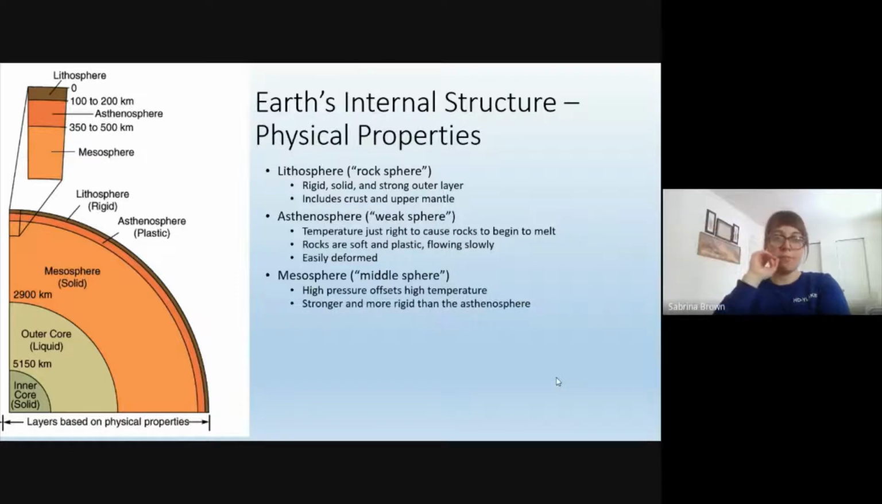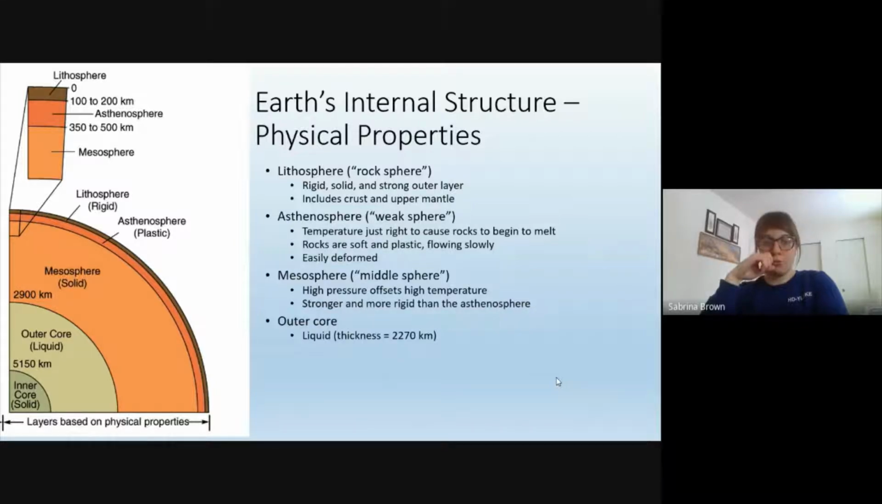Next layer is the mesosphere, literally means the middle sphere. Anytime you hear meso, right, like mezzo soprano, that means middle. And so this is where we are deep enough in the Earth that even though temperatures are increasing the farther you go down in Earth, the pressure is high enough to offset that temperature. And so the mesosphere is solid, and it's more solid, more rigid than the asthenosphere is.